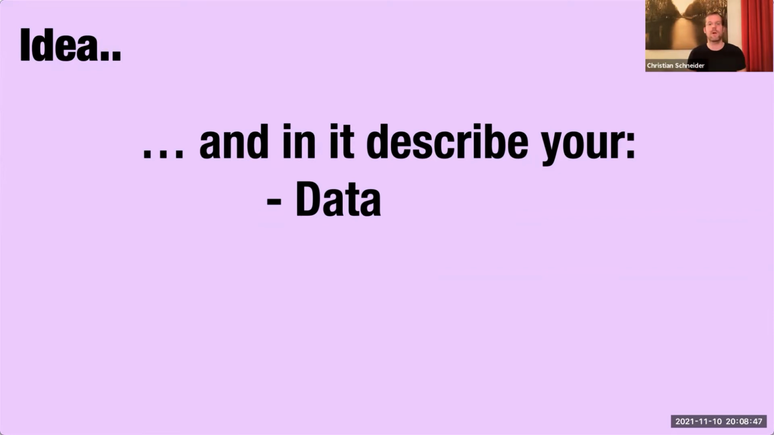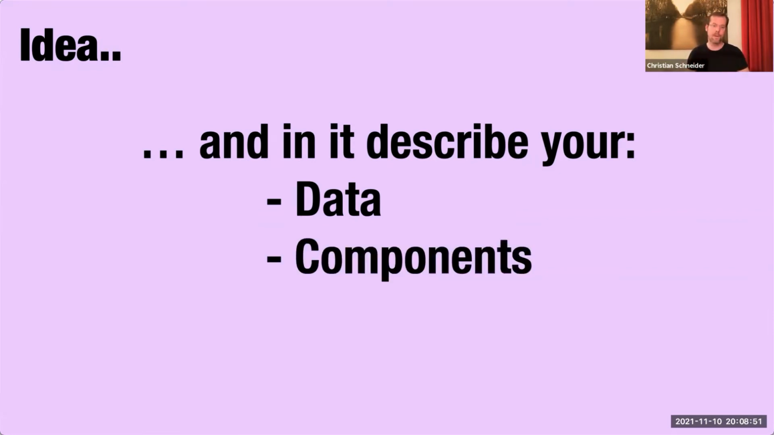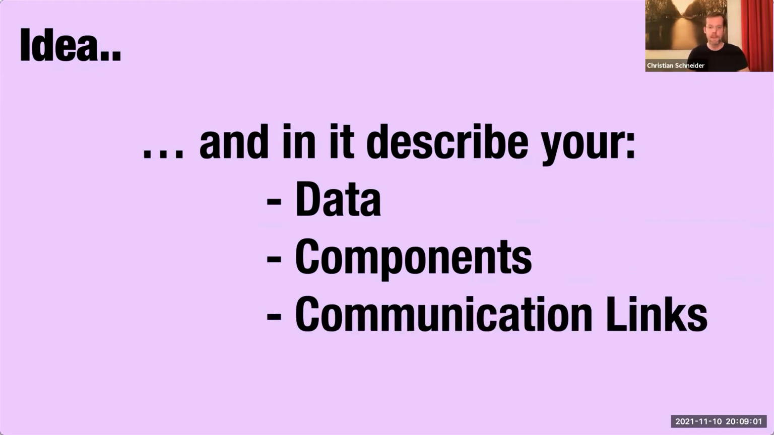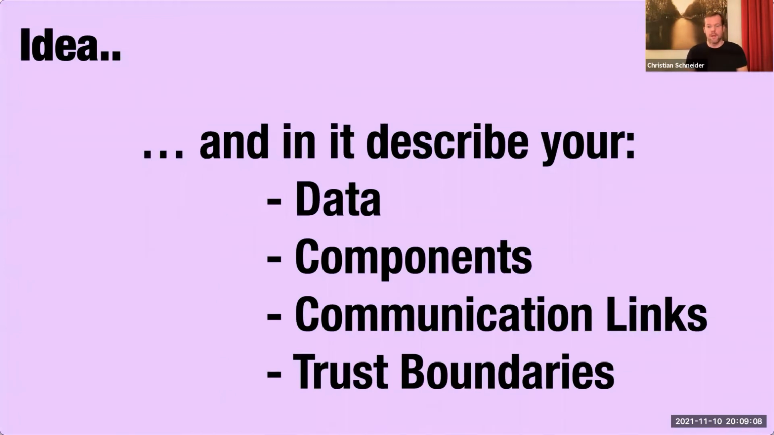So we can describe the rough data assets we are having in our architecture in that model, and the components. These are the boxes one would usually draw in such a classic threat modeling workshop on the whiteboard, and the connections between them. So what component is speaking to what other component? The communication links. And at the end, you model the trust boundaries. Those are the boxes where the actual isolation happens, so that you isolate some components against the rest of the world or some other components.